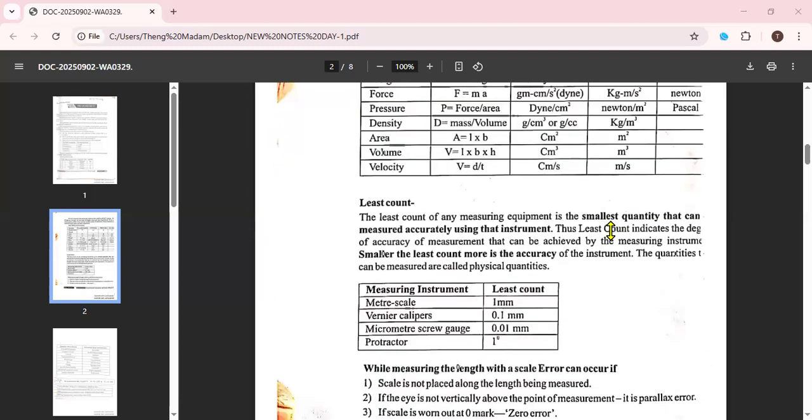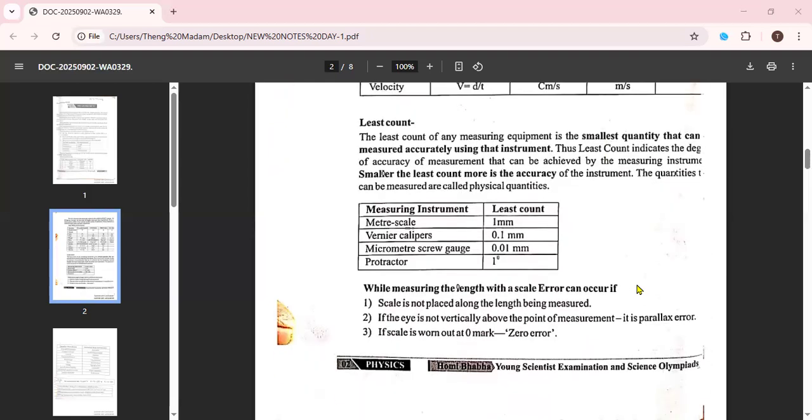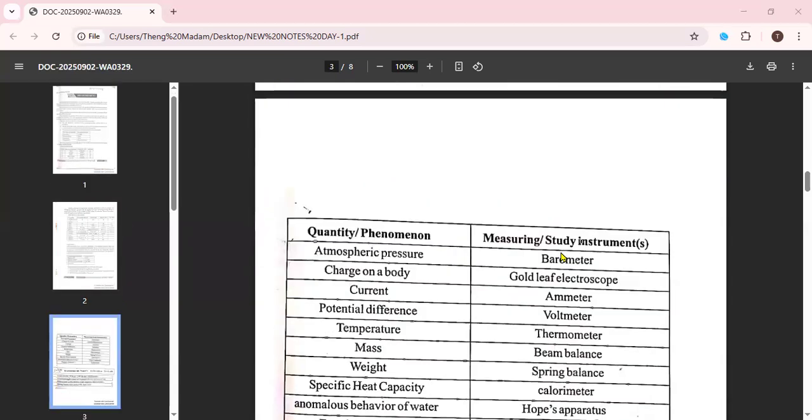Dear students, along with this you should know the least count of any measuring equipment, that is the smallest quantity that we can measure accurately by using that instrument, and that one is called least count. So you should know the least count of some instruments like meter scale 1 millimeter है, vernier caliper 0.1 millimeter, then micrometer screw gauge 0.01 millimeter, protractor 1 degree. This one is the least count of some measuring instruments.